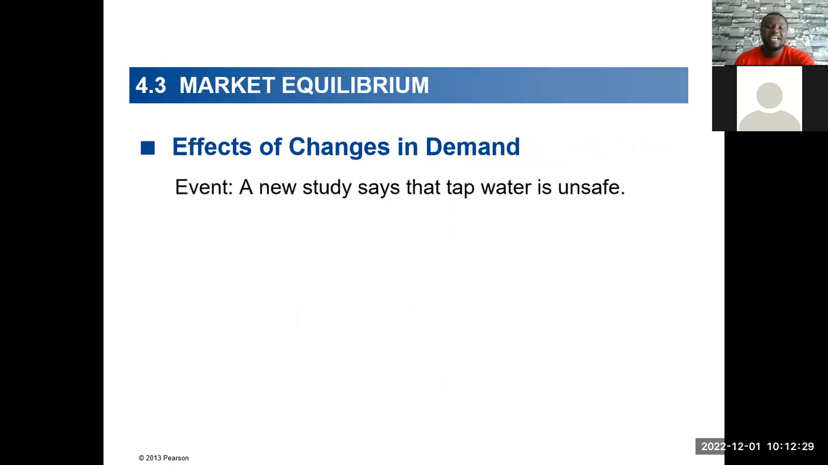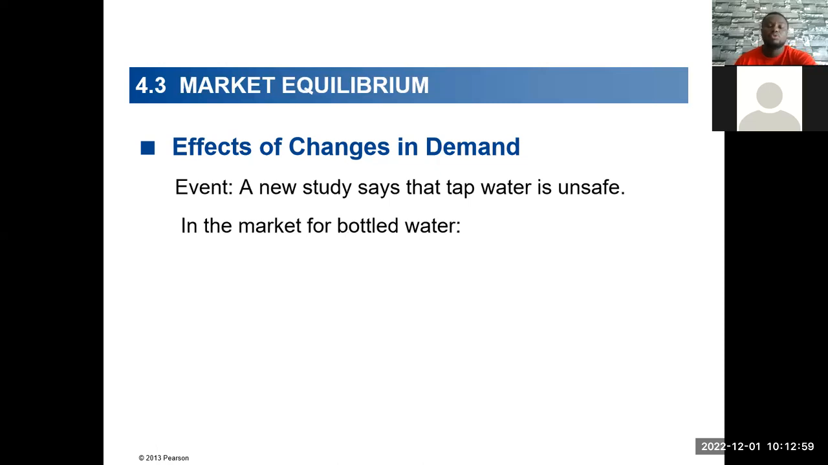What is the event? A new study says that tap water is unsafe. We can either drink tap water or drink bottled water. So we want to look at the effect of this event on the prices for bottled water. So the first question we ask is, is this event going to affect demand or is it going to affect supply? It will affect demand, right? Now they are telling us that tap water is unsafe. So we'll stop drinking tap water. They will come and what?